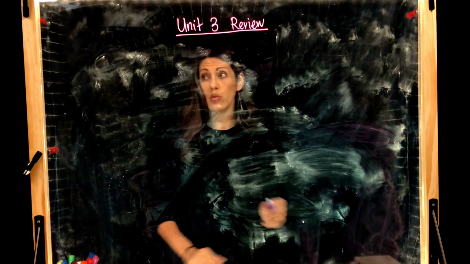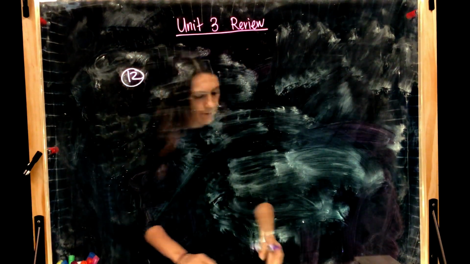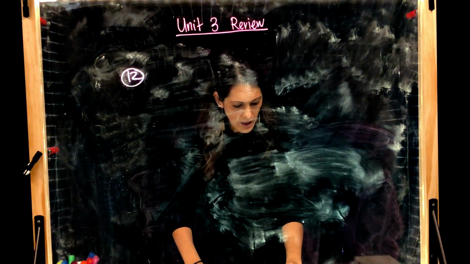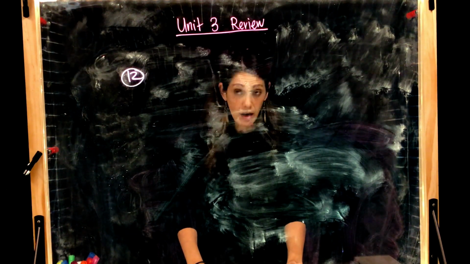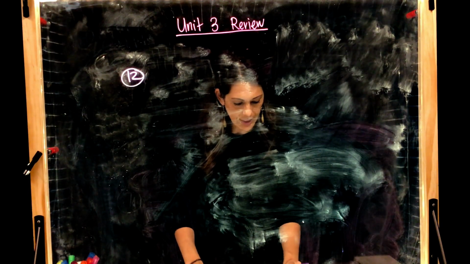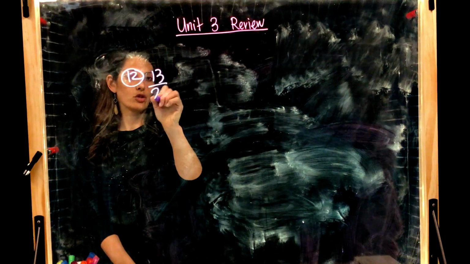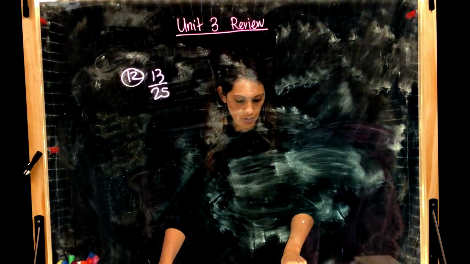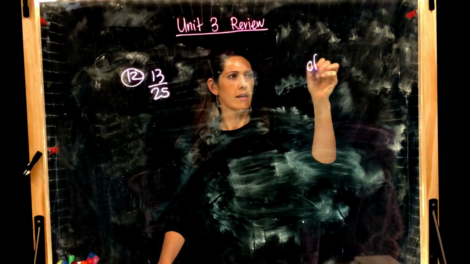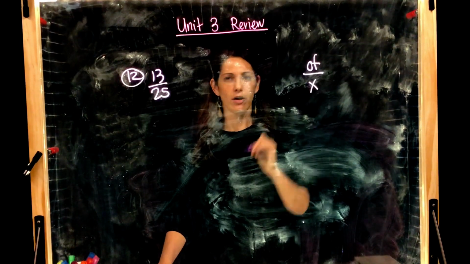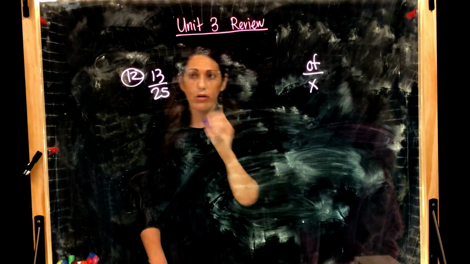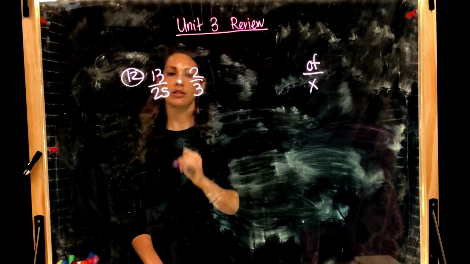Okay, let's take a look at number 12. For number 12, of the coins in Simone's collection, 13 25ths are quarters. Of these quarters, 2/3 are state quarters. What fraction of Simone's coins are state quarters? So she's got 13 25ths are quarters, and of those quarters, what does of mean? It means multiply. I hope you said multiply. Of means multiply. 2/3 are state quarters. I'm going to multiply that by 2/3.